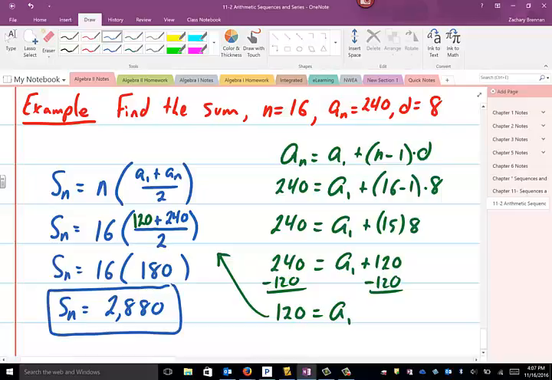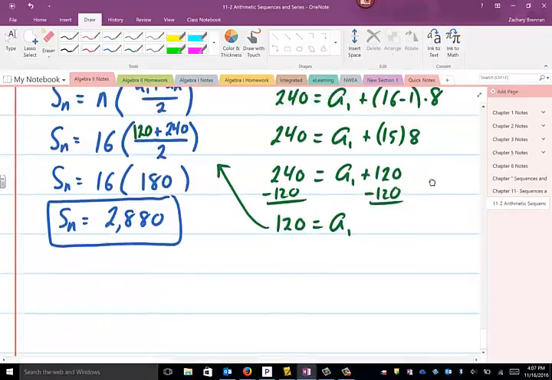So apparently what this problem is saying, just so you have an idea of it, is I'm going to start with the number 120. I'm going to add 8 to it over and over and over again until I get it to 240. That would take me 16 terms. That's the number of terms. And if I take all 16 of those terms and add them together, I will get the answer of 2,880. All right, next problem.